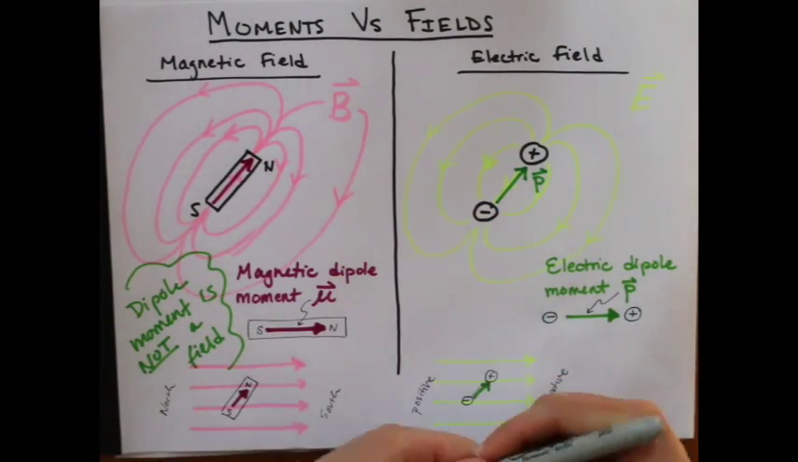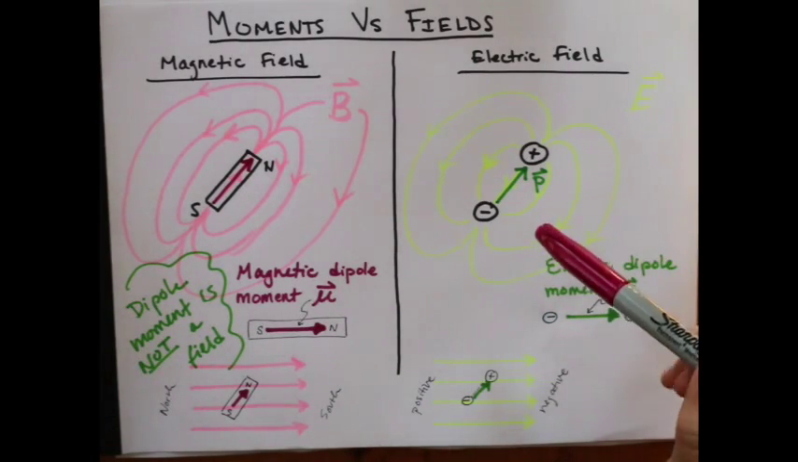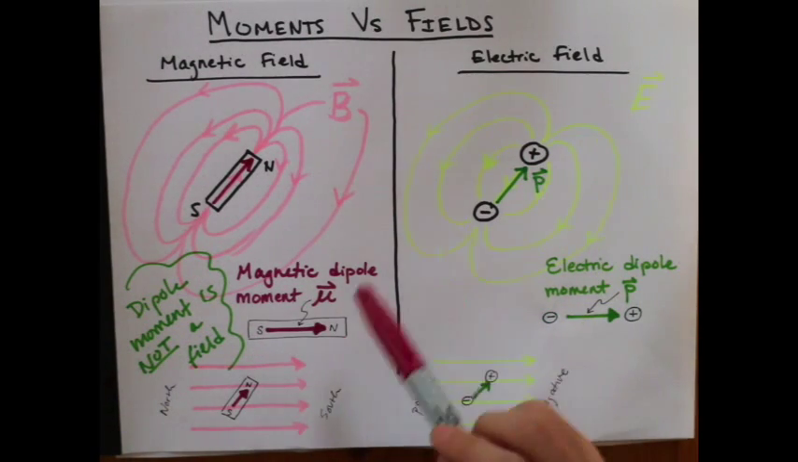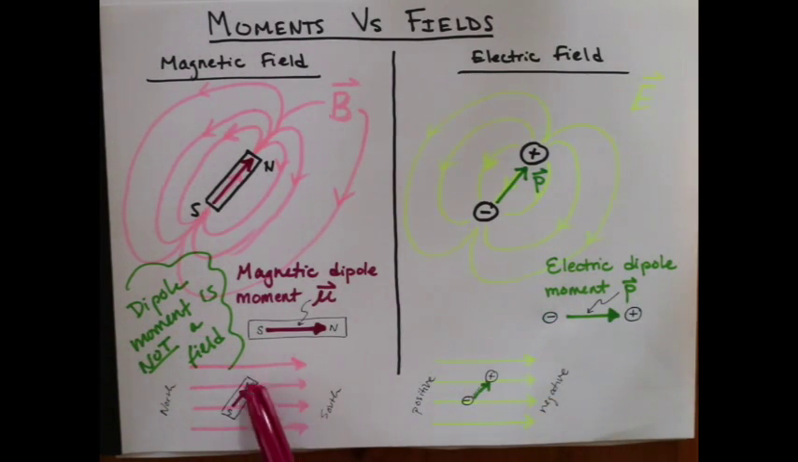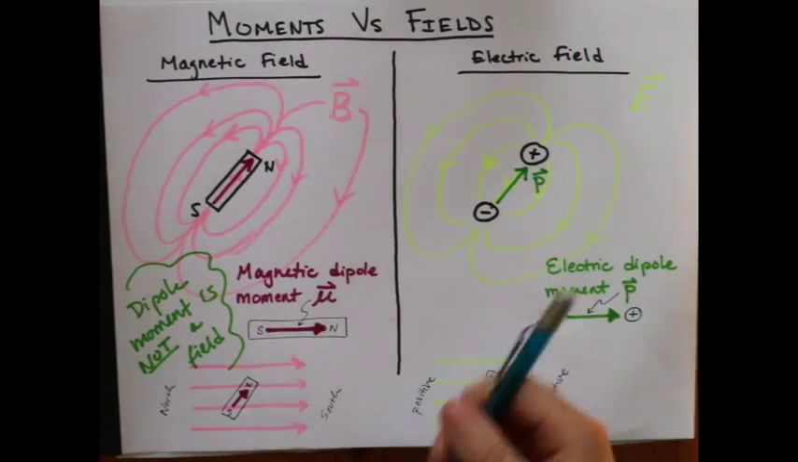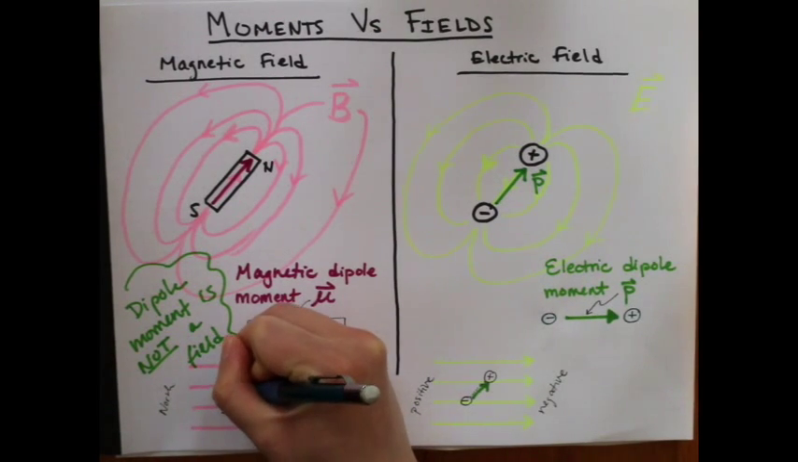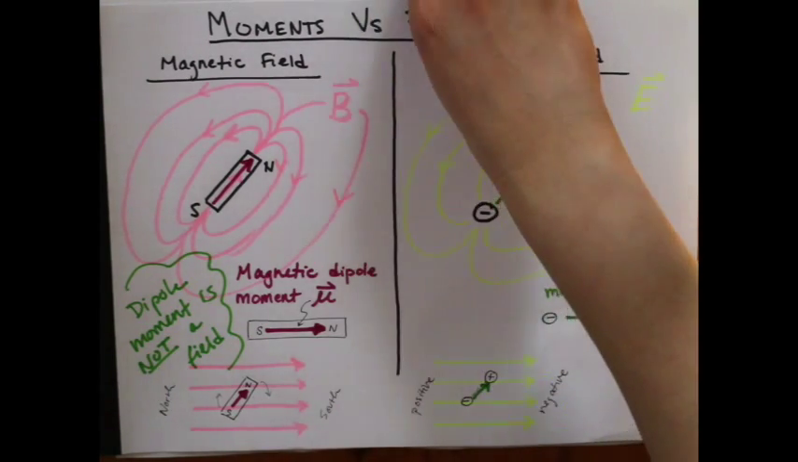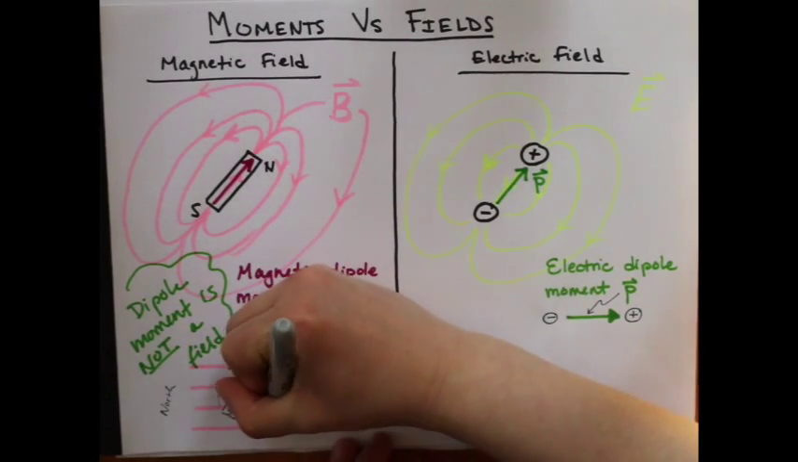But why would we choose to orient our dipole moments in this way? Well, if we do it this way, there's a very nice property that when we put a dipole in an external magnetic field or an external electric field, so here's my little magnetic dipole moment in an external B field, this magnet is going to want to turn this way to align with the field. So when the magnet is in its lowest energy configuration in this external field, the magnetic dipole moment will point in the same direction as the field.